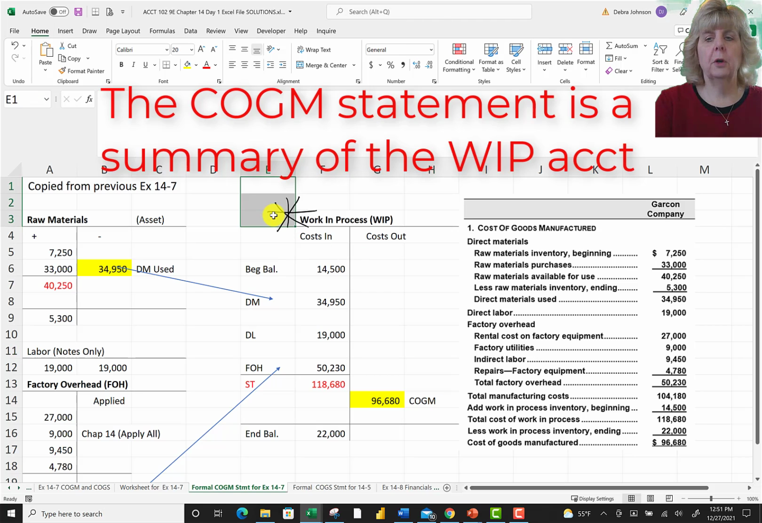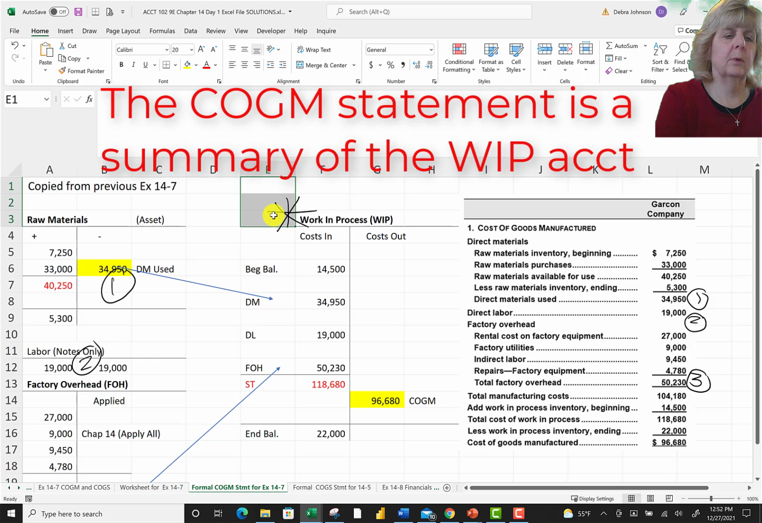So as you'll notice here, there's 3 components. There is the direct materials, which came from the direct materials or the raw materials T account. There's the direct labor, which was given to us. We use a little memo account. And then there was the factory overhead, which was simply the sum of our itemized T account.